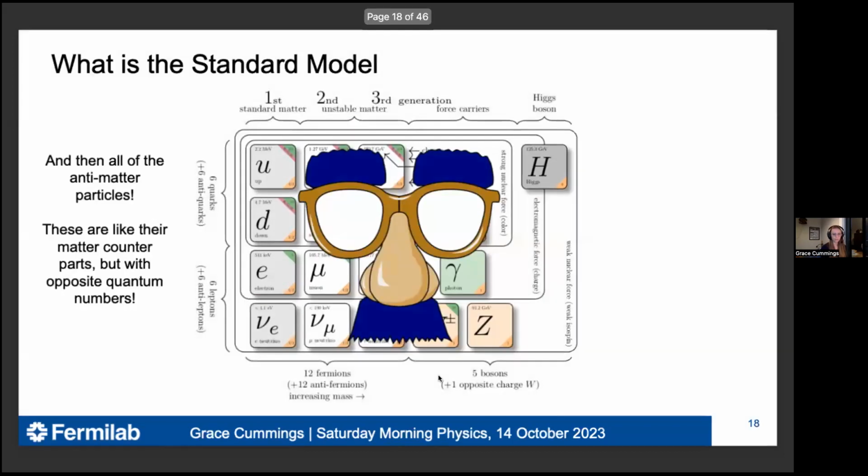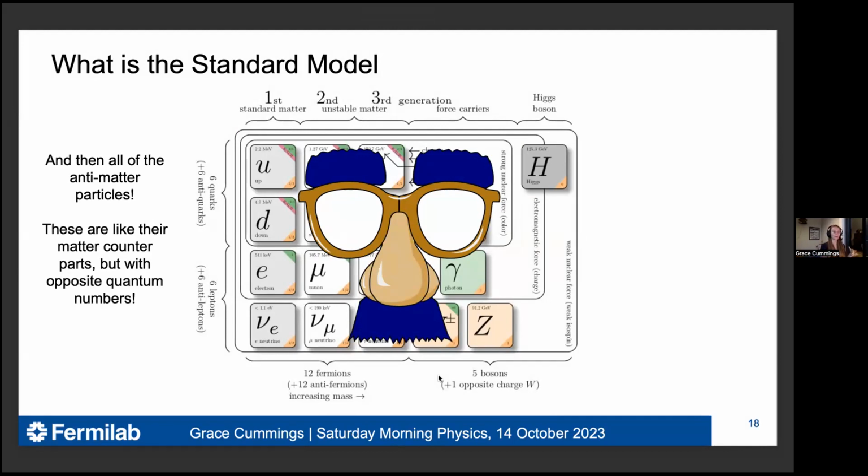And then, of course, for every matter particle, there's an antimatter particle as well. They're fundamentally the same, except they have opposite quantum numbers of all of their standard model particles. It's easiest to think of that in terms of charge. For example, our matter electron is negatively charged. A positron, which is an antimatter electron, is just positively charged. So you can think of it as just the opposite of those quantum numbers.